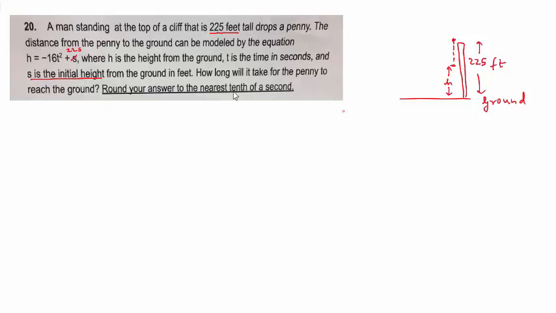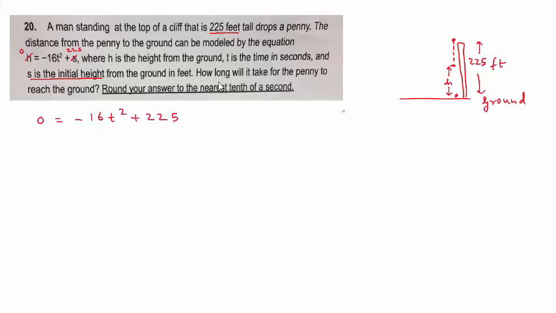So we need to find how long is it going to take for the penny to reach the ground. Now, when the penny reaches the ground, what happens? What happens to the height? When the penny reaches the ground, it hits the ground over here. What happens to this height? The height becomes 0. So this becomes 0. Now, in this equation, if we replace this with 0, we end up having something like 0 is equal to negative 16t square plus 225.